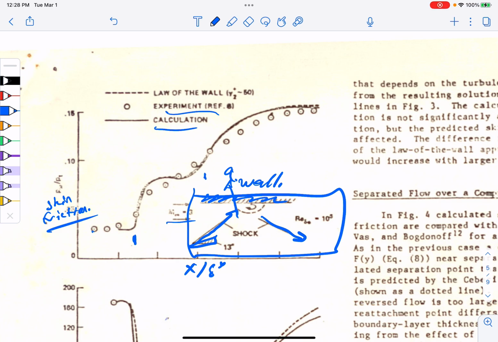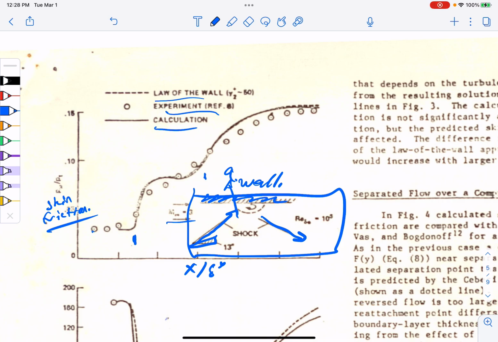Remember, it's not supersonic at the wall. You have subsonic flow at the wall, even though the whole flow in the interior of, say, the duct is supersonic. So the calculation, his prediction, is the line, and I guess it has good agreement, but he doesn't give me any quantitative information about air, which was a lot harder to do back then. And then he has another prediction called the law of the wall prediction.